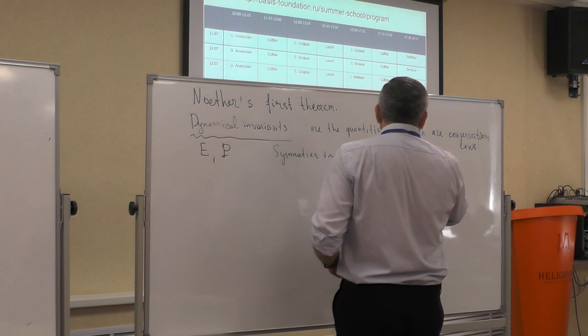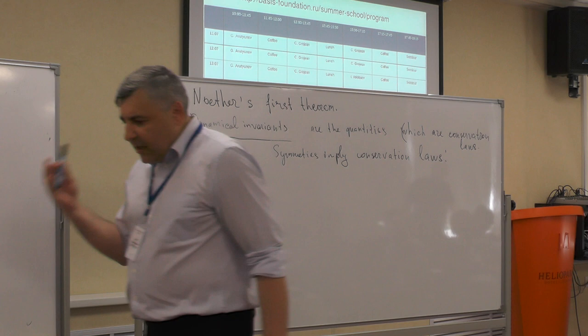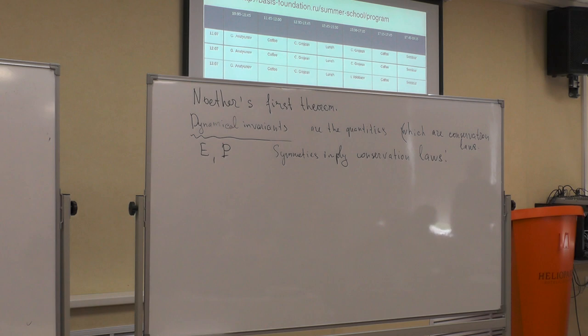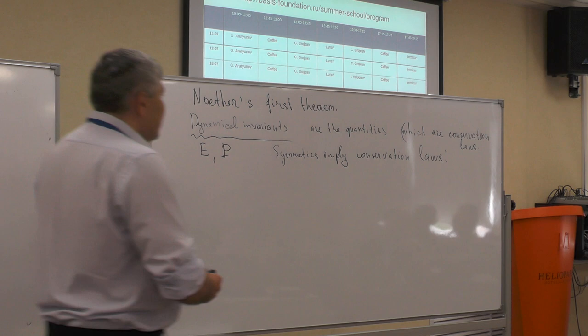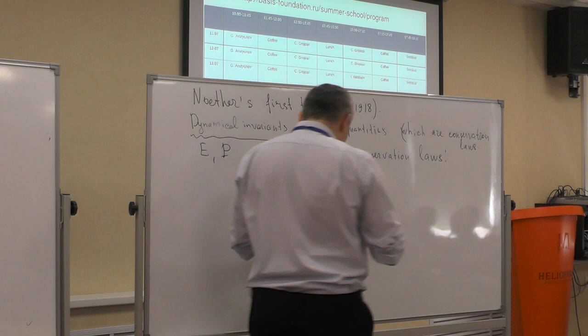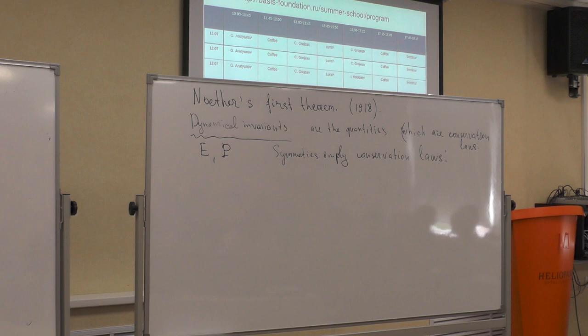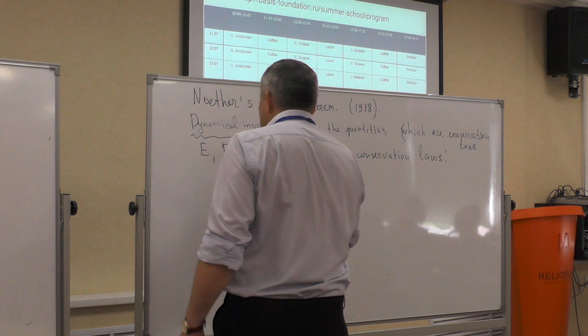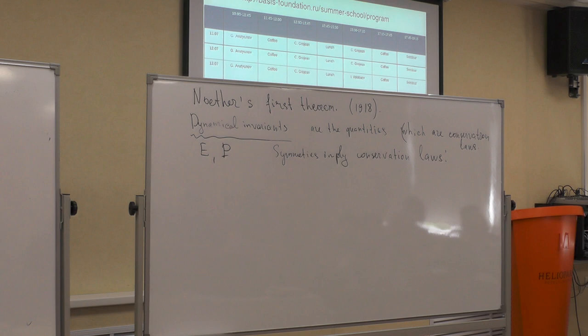Of course, these fundamental conservation laws, like conservation of energy and momentum, were discovered a long, long time before Emmy Noether's first theorem, which was formulated in 1918 by Emmy Noether. But Noether understood how to describe this relationship between symmetries and conservation laws in the context of field theory and in precise mathematical language. Now I will give you a formulation of the first Noether theorem, and then I will prove it. I think this is the first fundamental point which you would like to understand when you start to study quantum field theory.